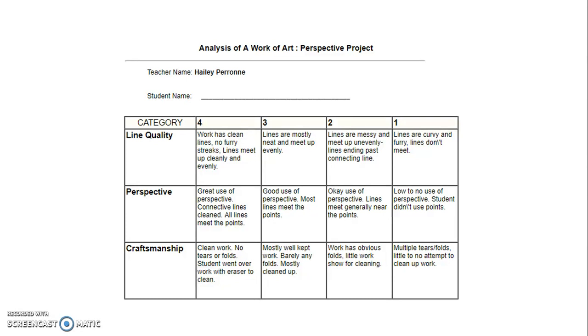So, for example, line quality is really clean lines, and there's not too much mess around, and everything meets up cleanly, and nothing's going past where it should. And then perspective would just be the use of the tool they're learning, the technique they're learning. And then craftsmanship would be, is your paper folded? Is it full of fingerprints? Very basic concepts that they're going to learn and have to deal with more as they go higher up into an art conversation.